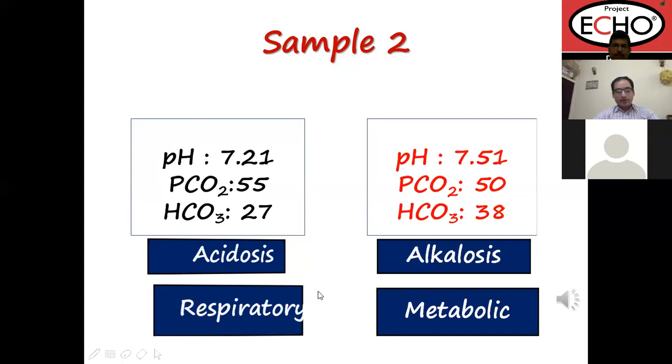On the other hand, if we look at this case, the pH is 7.5. That is, it is alkalotic, on the higher side. PCO2 is 50. That is, this is an acid and it is increased. Now, this doesn't explain the alkalosis, so we move to the bicarb. Bicarb is a base and it is increased. So increased base is able to explain our alkalosis. So this is metabolic alkalosis. Next slide, please.